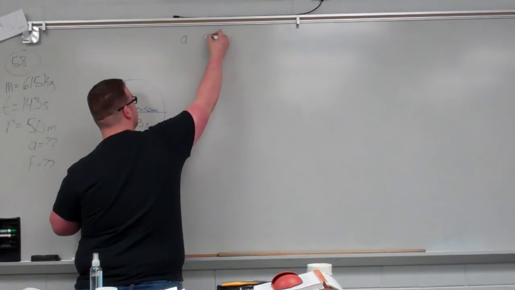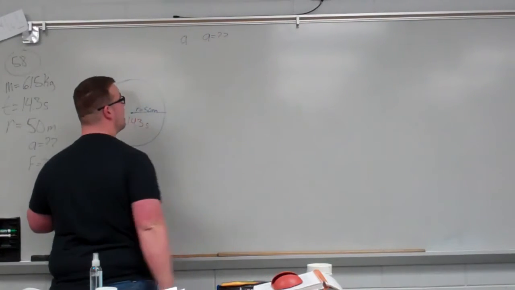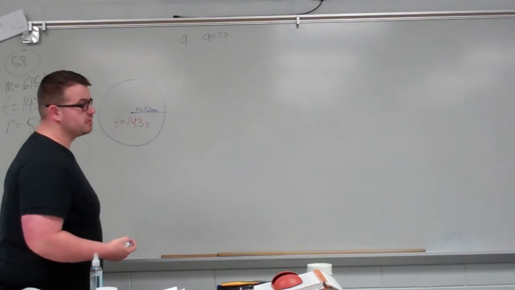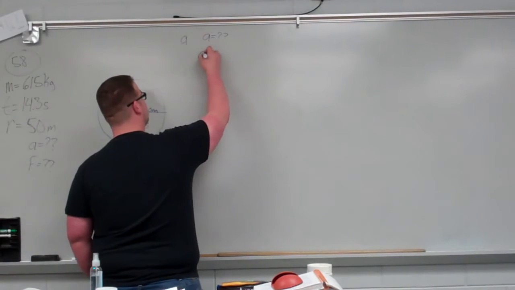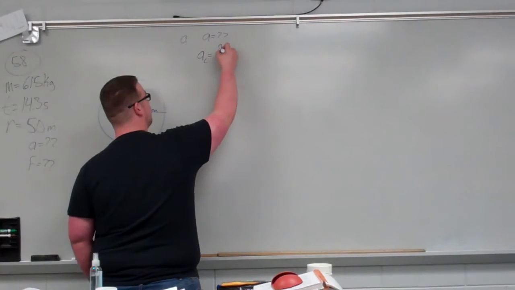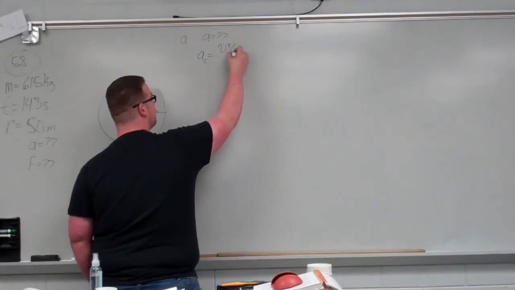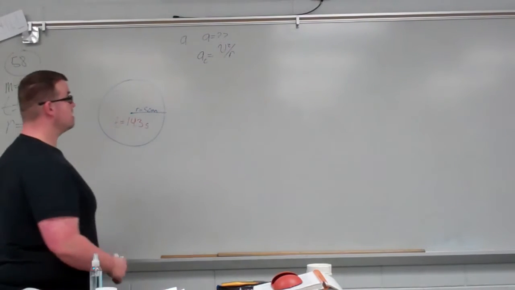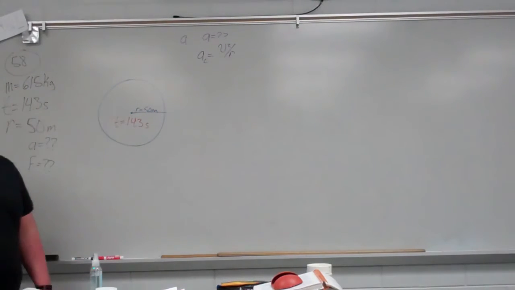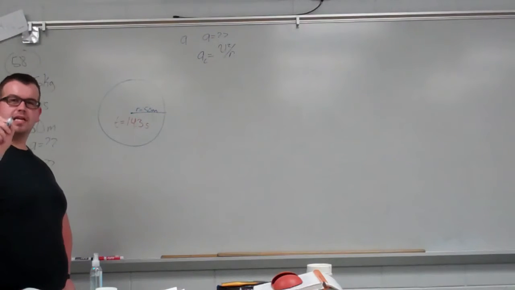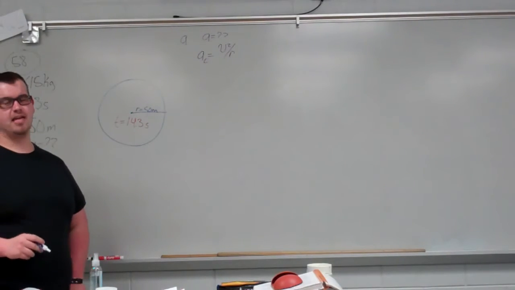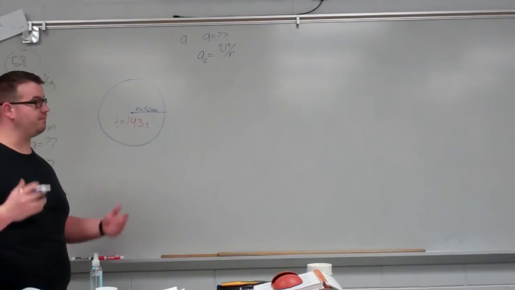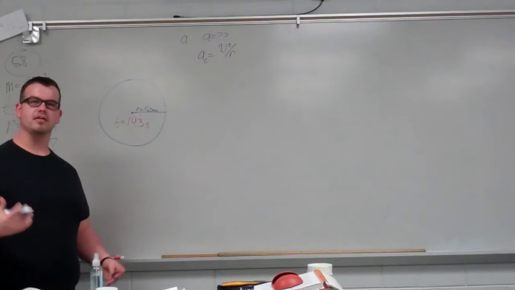So, how can we do that? What is the centripetal acceleration formula? It equals velocity squared divided by the radius. I know the radius, I don't know velocity. You need to come up with a way to find it. This is the part where you have to think. How can you find it?